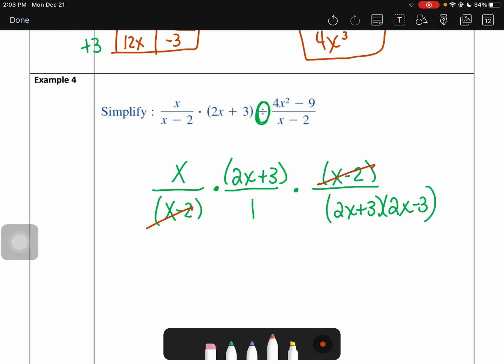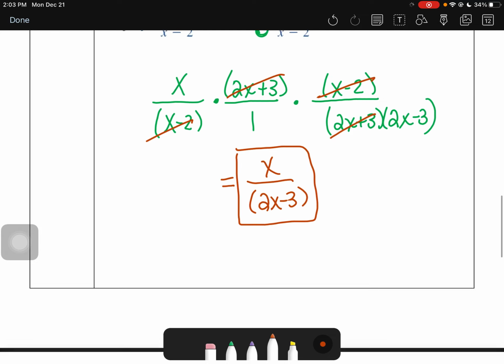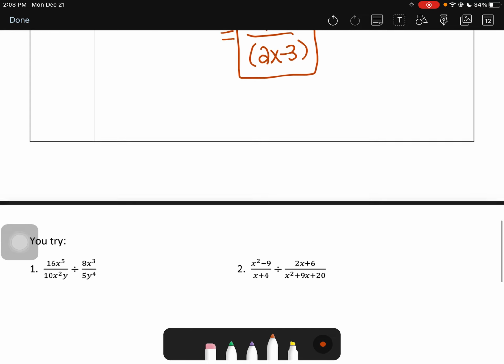So to simplify, we'll simplify the x minus 2's and the 2x plus 3. So our final answer will be x over 2x minus 3, leaving our parentheses on to remind us that we can't simplify any further.